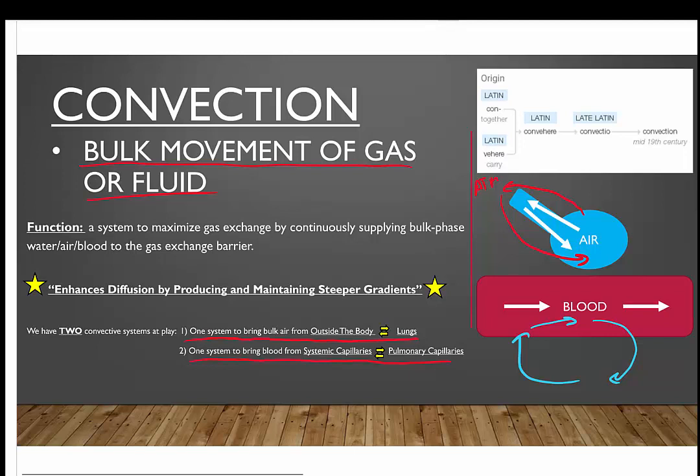So what does this do? What is the whole point of it? Well, the whole point of it is to enhance diffusion by producing and maintaining steeper gradients. And this is going to become clearer as I explain it. So what is diffusion? Well, diffusion is the movement of molecules based on their kinetic energy.